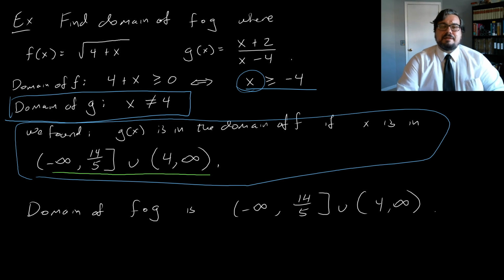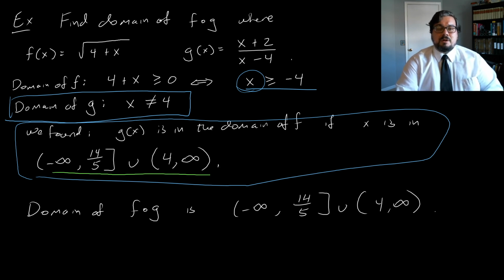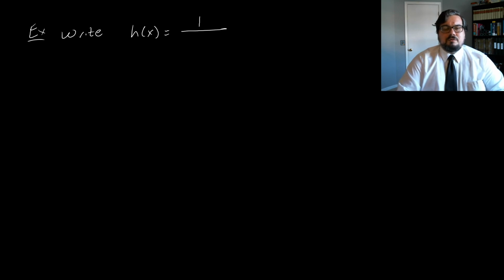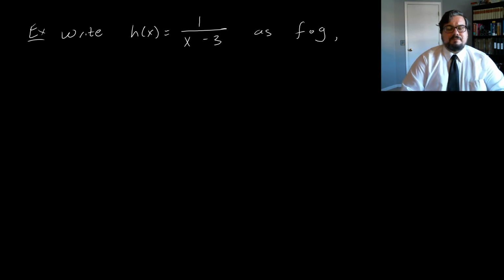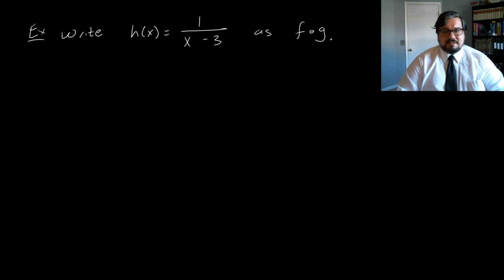All right, the next thing we want to look at is how to recognize that a function is a composition of functions and to write it as a composition of functions. Just like with the previous examples, this is often very important. So let's look at the example. Let's write h of x equals 1 over x minus 3 as f composed with g. Or in other words, let's find f and g to make this happen.